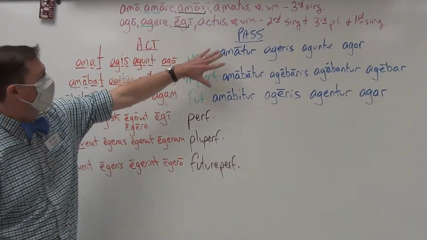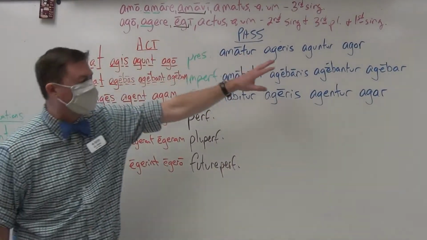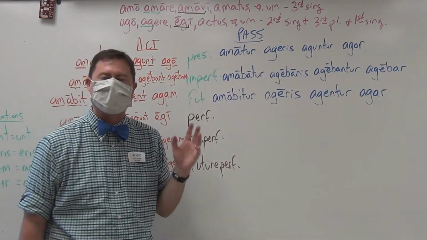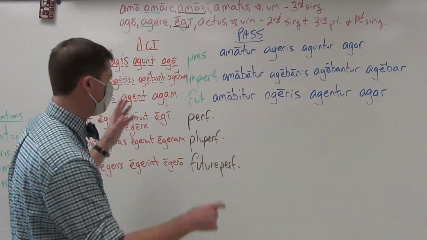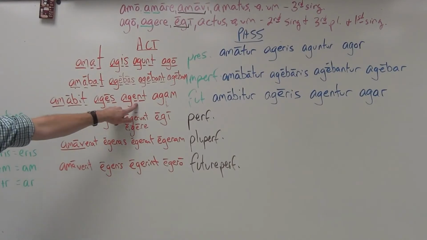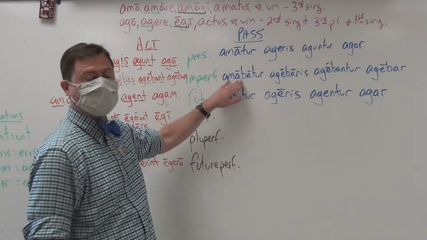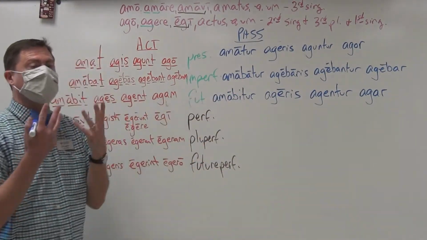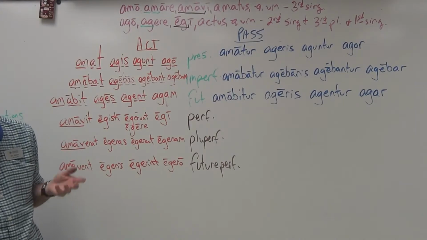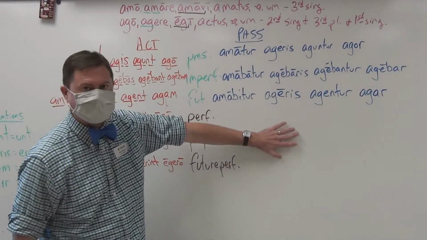Now remember, all of these forms that you see here and that you see here are indicatives, meaning that they are verbs that express a statement of fact. If I were to randomly choose one, agent, they will drive. That's a fact. If I were to randomly choose a different one, amabator, he was loved, he was being loved, that's a statement of fact. All of these are statements of fact, and such it's going to be down here as well.